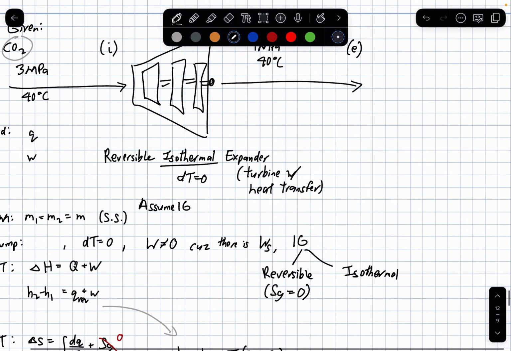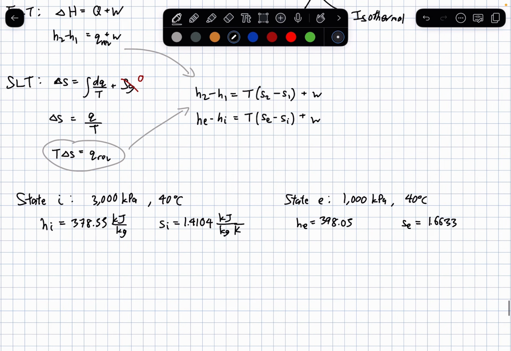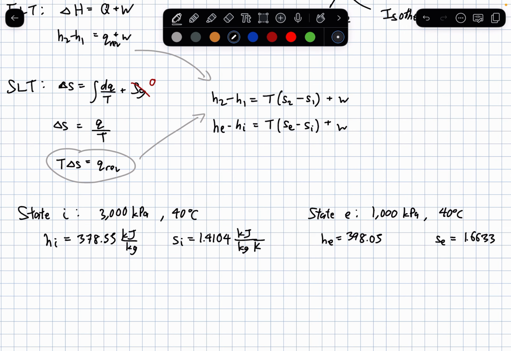For the exit state, 1000 kPa, 40 degrees Celsius. I won't write the unit anymore. It's pretty understandable at this point. H exit, 398.05 minus 378.55 equals 40. Don't forget this is in Kelvin, so temperature should also be in Kelvin, so plus 273.15, then times the quantity 1.6633 minus 1.4104. Plus W.